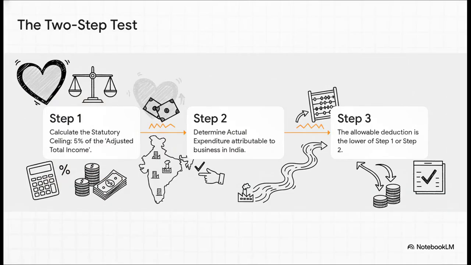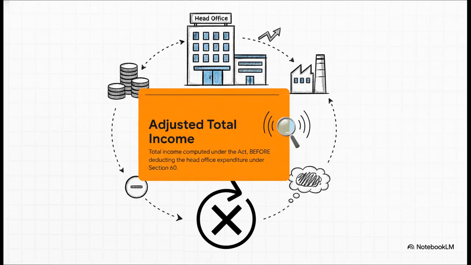So, at its core, the law boils down to a simple two-part test. First, you figure out a legal cap, which is 5% of something called your adjusted total income. Second, you calculate the actual head office expense that you can link to your Indian business. The amount you can actually deduct, it's simply the lower of those two numbers. It's a straight comparison.